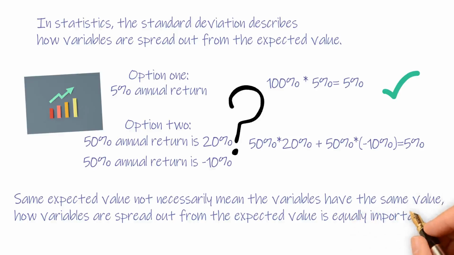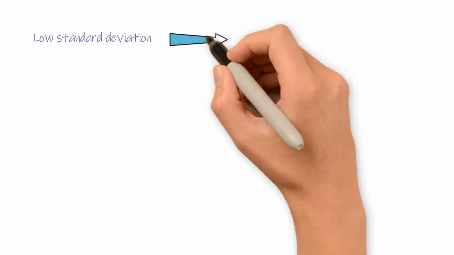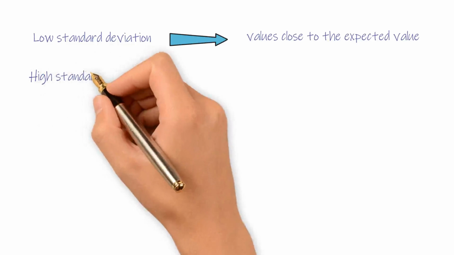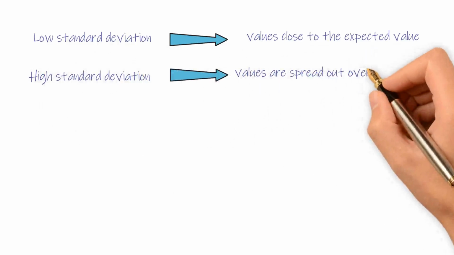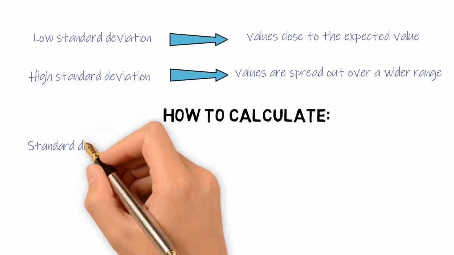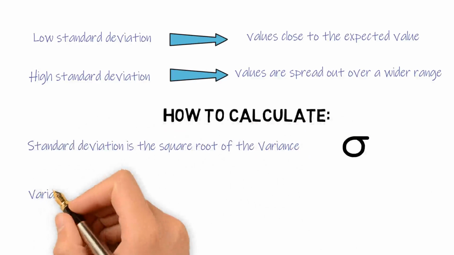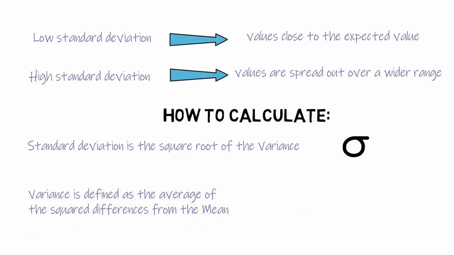In statistics, the standard deviation is a measure of the amount of variation or dispersion of a set of values. A low standard deviation indicates that the values tend to be close to the expected value of the set, while a high standard deviation indicates that the values are spread out over a wider range. Standard deviation is the square root of the variance, and often represented by the letter sigma. Variance is defined as the average of squared difference from the expected value. It is often represented by sigma squared.